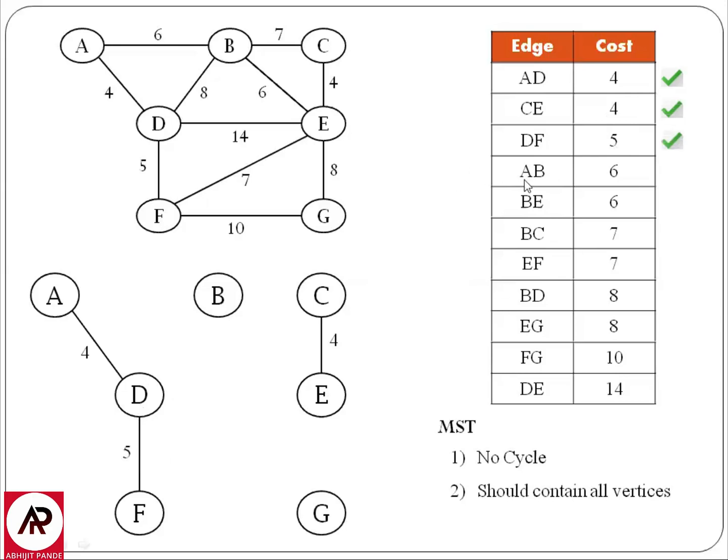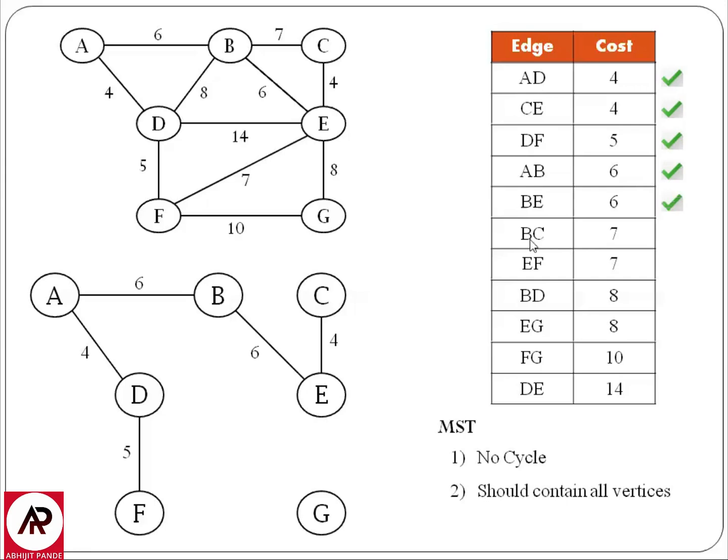The next edge is AB. So here, if we connect A with node B, then there is no cycle in our minimum spanning tree. So we can add AB. Here AB has the cost 6. The next one is BE. Here also we can add BE because it does not form any cycle in our graph.